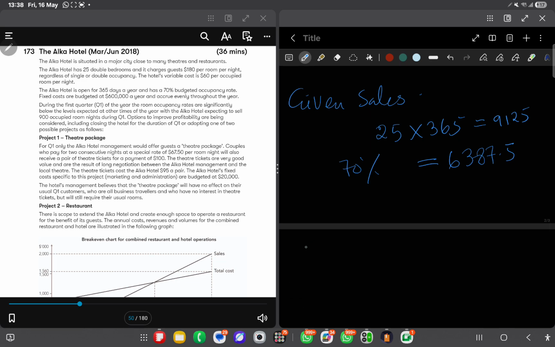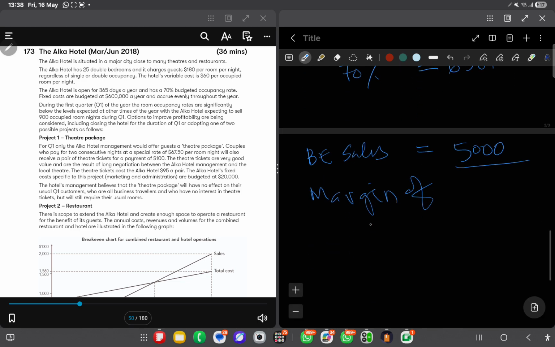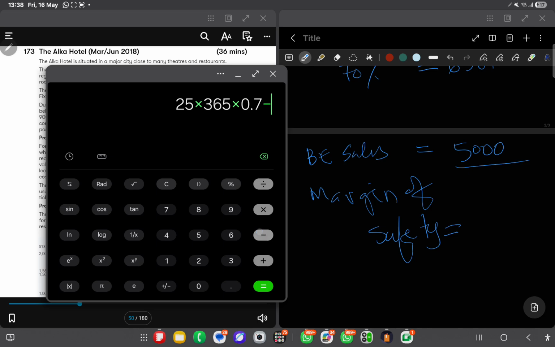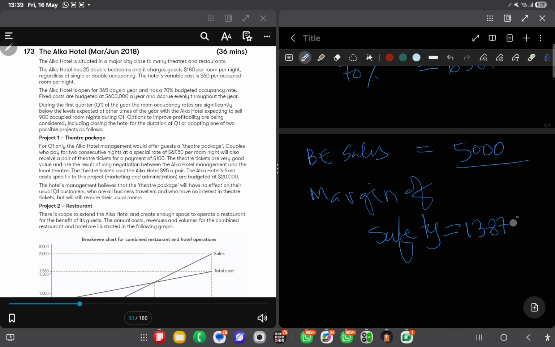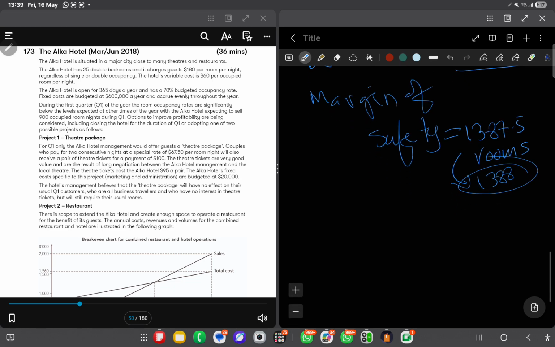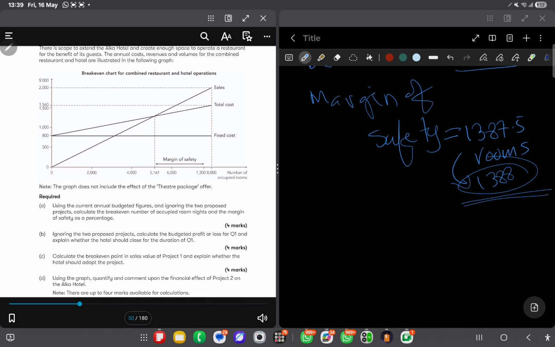So this is the given sales. Now the break-even sales we know, that is 5,000 room nights. So therefore, margin of safety will be 6,387.5 minus 5,000, which is 1,387.5 rooms. If needed, you can round this to 1,388, but it is better to keep it as a decimal to make our calculation easier. So this is the answer to the first part of the question.